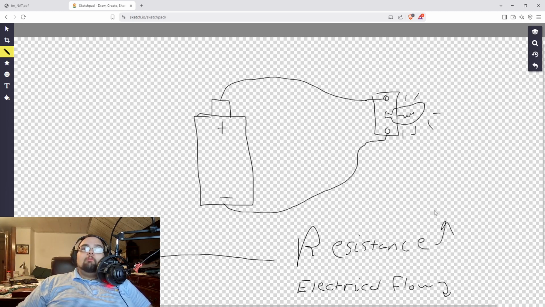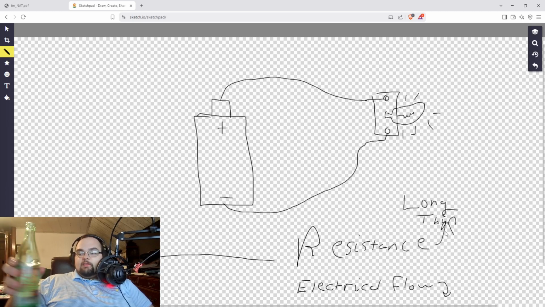So how do you get more resistance? You make your wire long and you make your wire thin. And then sometimes there are certain materials that are going to be better than others, but we'll talk about that later when it comes up.